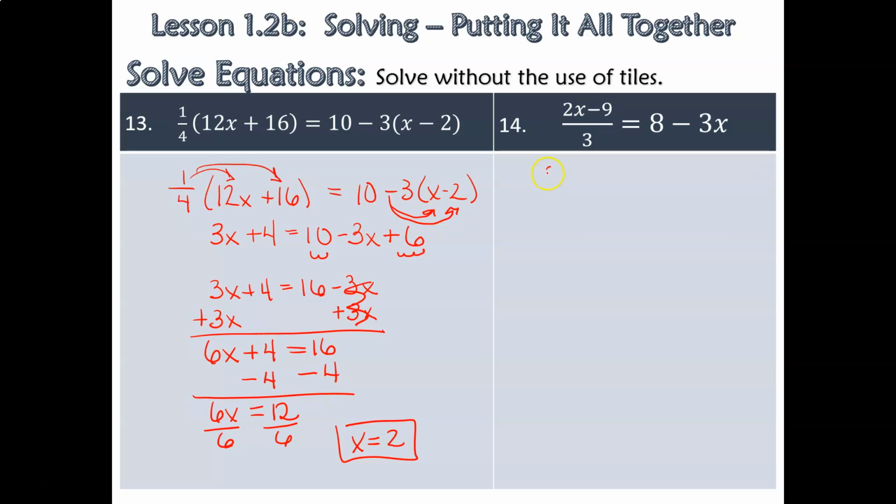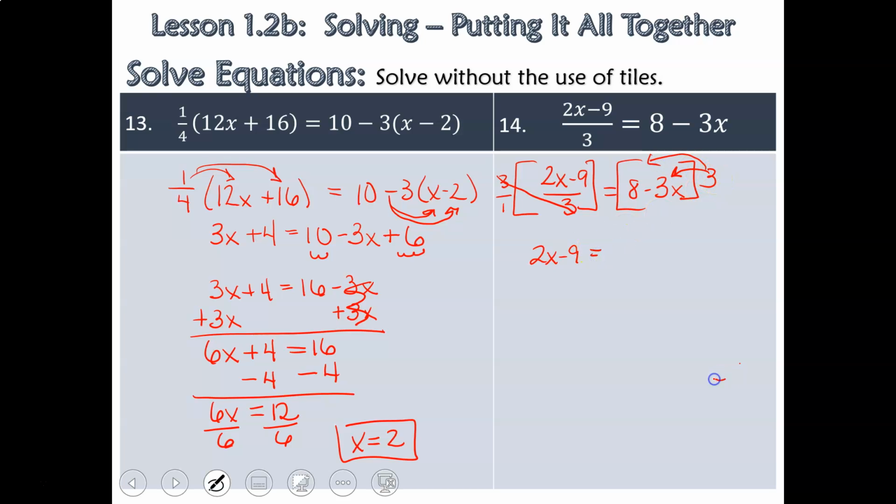So let's take a look at this one. You can clear. So let's try to clear. Multiply everything by 3, that denominator. If I do that, 2x minus 9 is left. You don't have to do anything with the 9 because it's all on top of that 3. However, over here, I have to multiply everything by the 3.